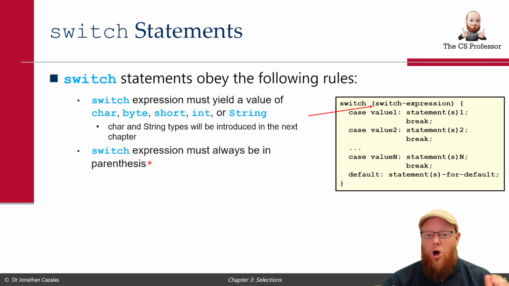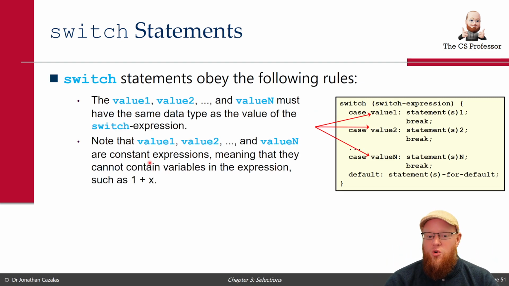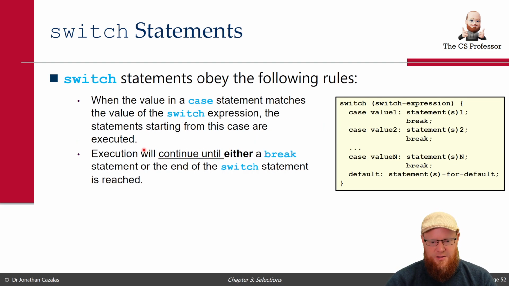Switch expressions always have to be in parentheses, as we see here in the syntax. That value 1, 2, all the way to value n, they have to have the same data type as the switch expression. And notice that value 1, value 2, value n, those are constant expressions. They cannot be a variable. They have to be constants. When the value in a case statement matches the value in a switch expression, the statements will then be executed starting from that point, and will keep executing unless we have a break statement.